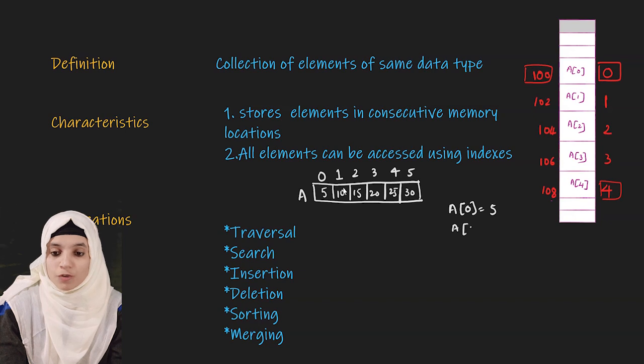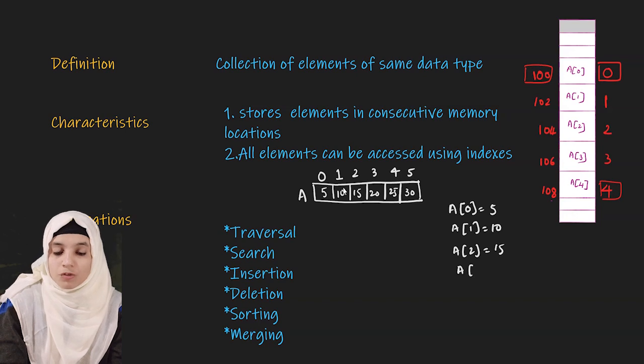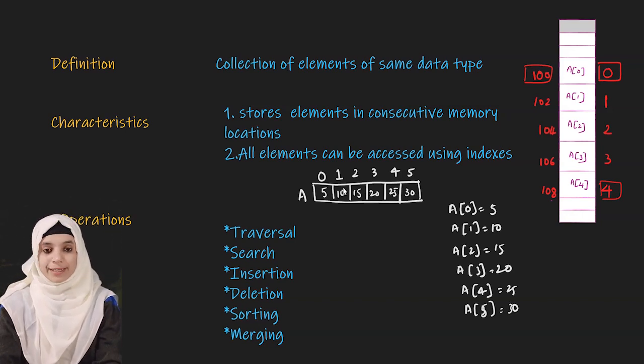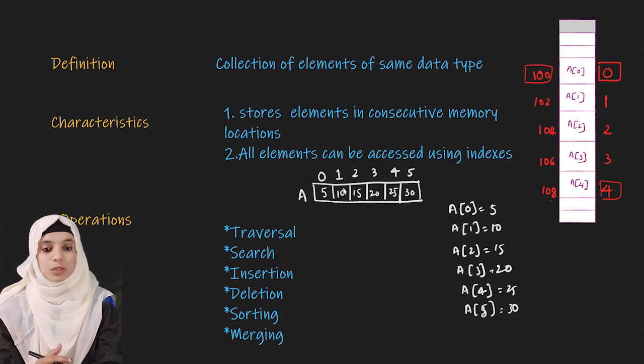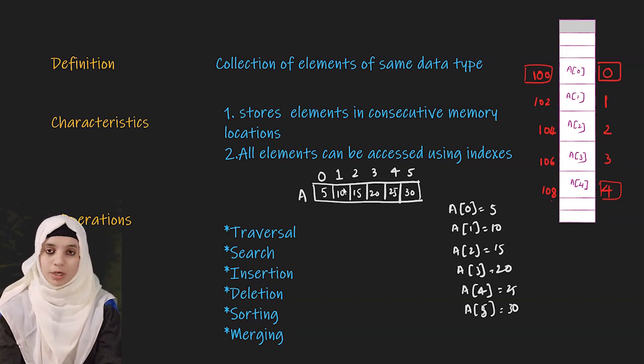Now A of 1 is 10. A of 2 is 15. A of 3 is 20. A of 4 is 25. Whereas A of 5 is 30. Okay, so the first characteristic is all the elements will be stored in a specific memory location.